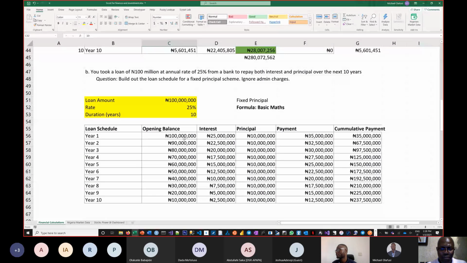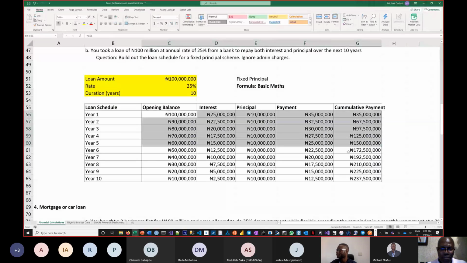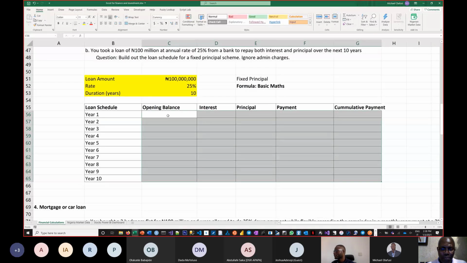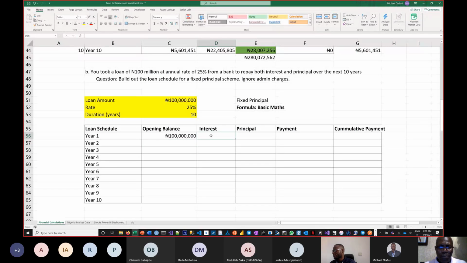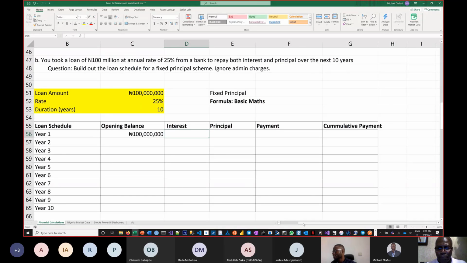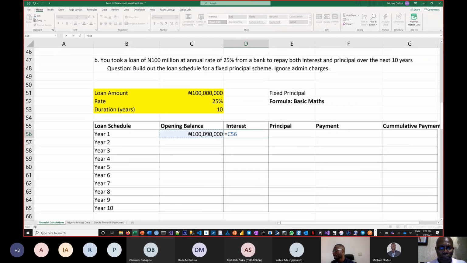But now this is fixed principal, and this one is easy to calculate with just our ordinary mathematics. So what do I do? I'm going to start afresh. Number one is that your interest is always going to be on the outstanding. What's the opening balance? In the beginning of the year, the entire loan is outstanding. So my interest payment is going to be on top of that outstanding, equal to the outstanding times the interest rate. I'm going to make that interest rate absolute in terms of reference because I'm going to drag it down.